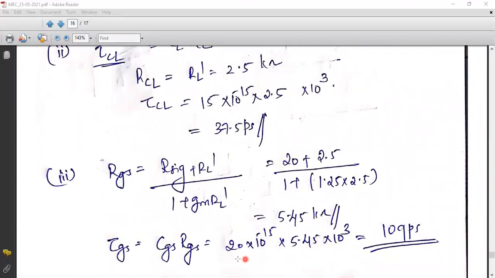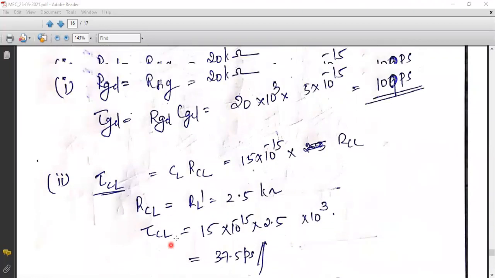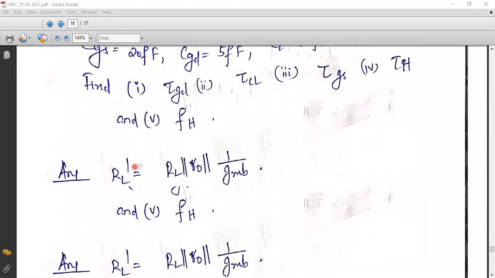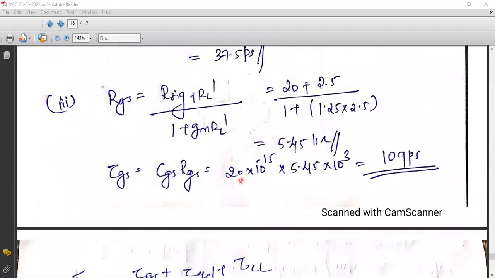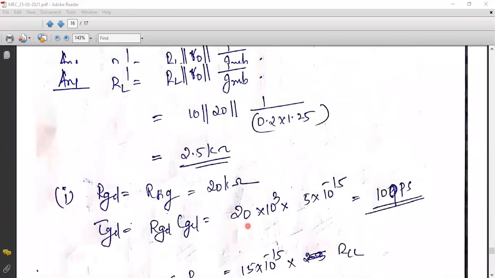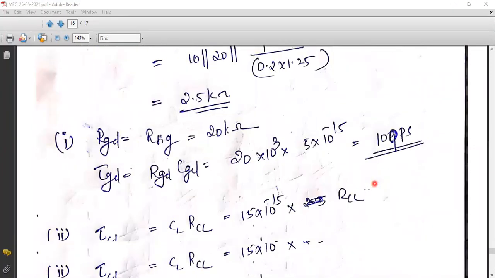Then multiply it with CGS. CGS is 20 femtofarad in our question. So multiply it with the 20 femtofarad. So 20 into 5.45 is 109. Just check it. 20 into 5.45 is, yes, 109. Again, minus 15 plus 3 will become minus 12. That is pico. So if you see all the three results all are in picoseconds, so you can simply add the three time constants to find the answer for your fourth question, that is tau h.